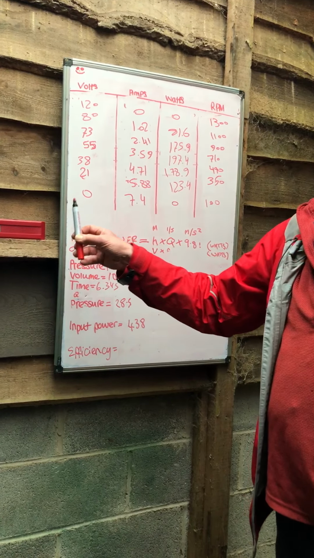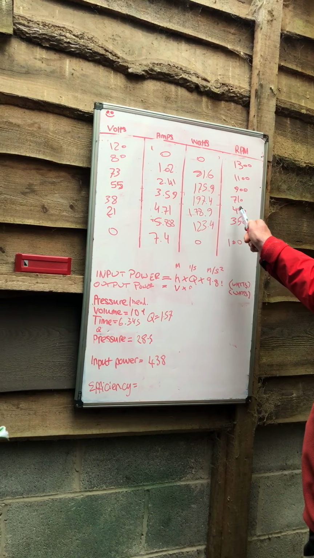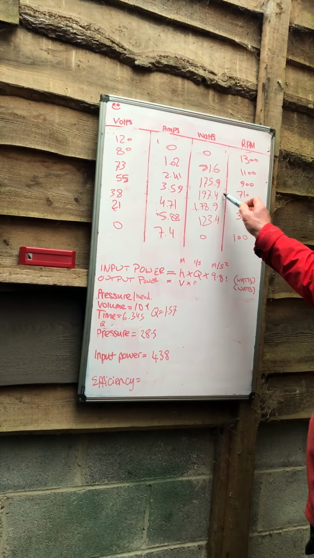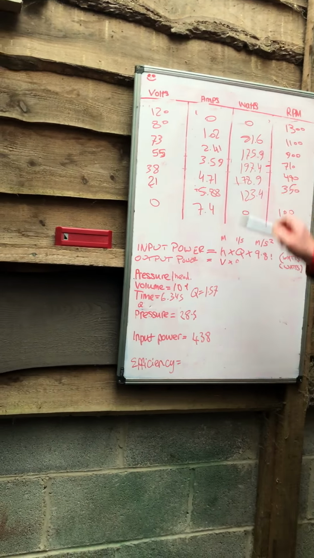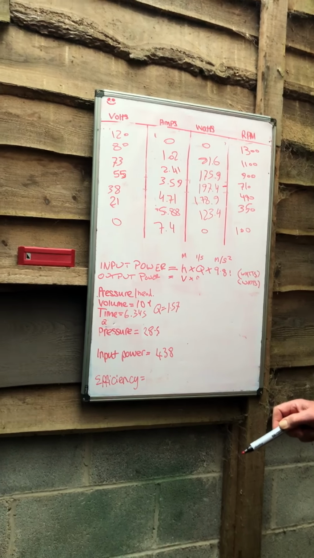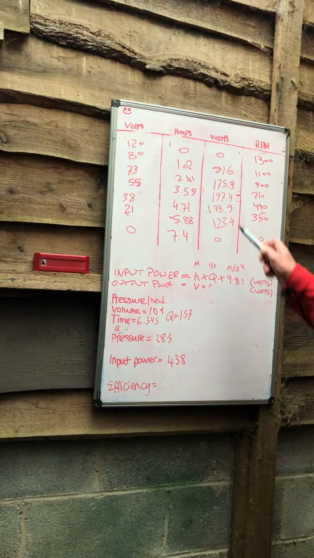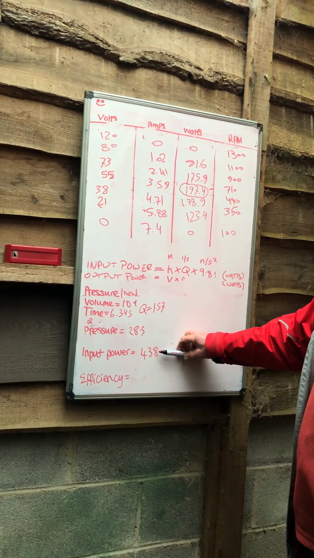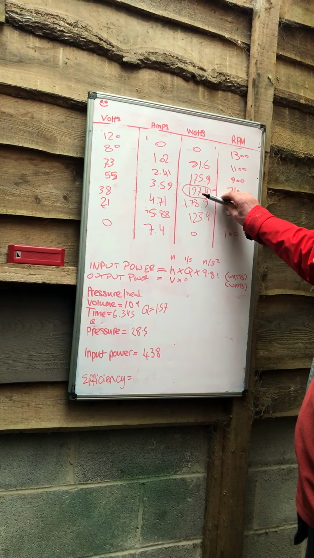Right, now roughly we're getting a peak at about 710, and we're getting a peak output power of 197 watts. That's output power. So what sort of efficiency are we getting? If our input power is 438 watts and our output power is 197 watts, what's the efficiency?